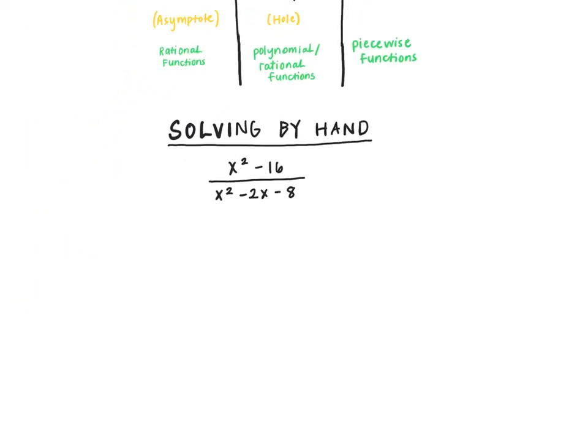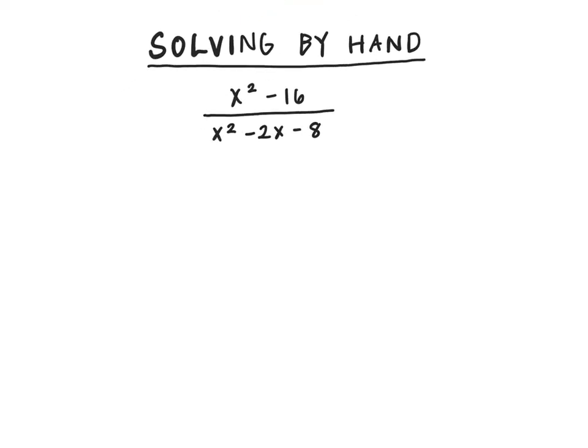Now, when I'm solving these by hand, the first thing I need to do is factor my numerator and my denominator. So I see that I have an x squared minus 16 on top. I have two terms, and I can take the square root of both. So I'm going to use difference of two squares and factor this: x plus 4, x minus 4.